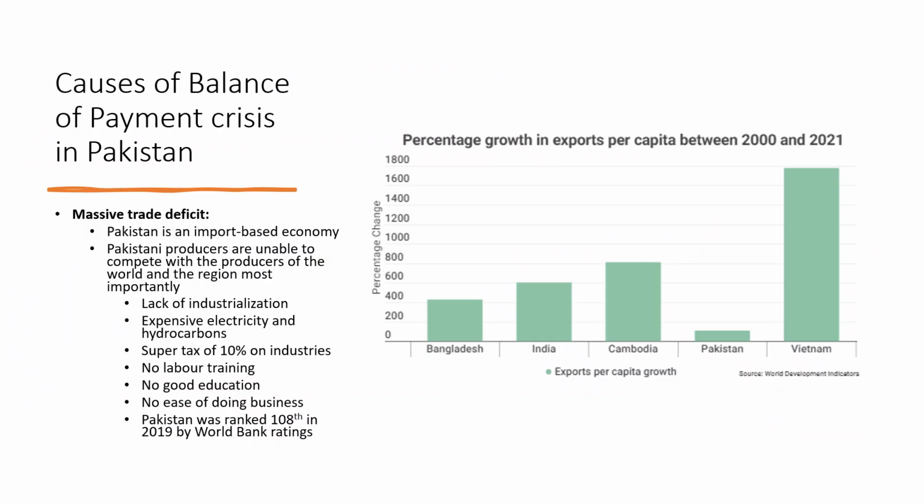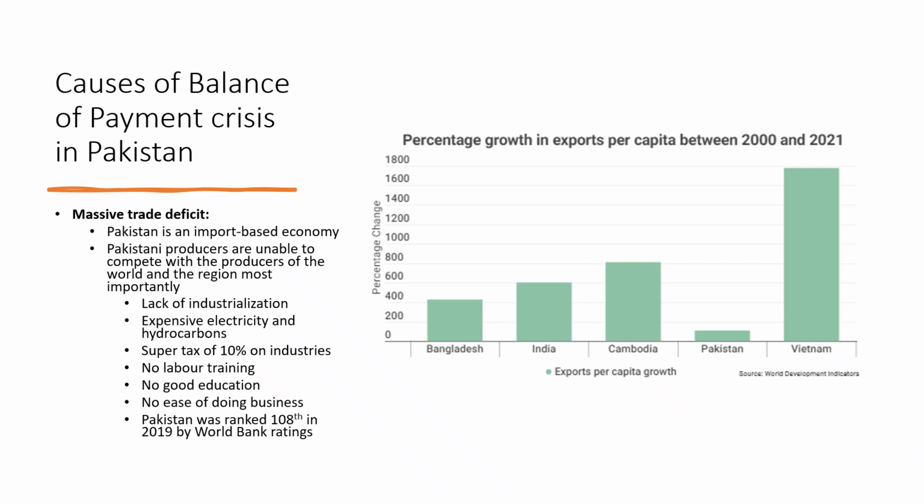Causes of balance of payment crisis in Pakistan. Now we're going to study the causes of balance of payment crisis. Why Pakistan is facing balance of payment crisis, and we would study this in detail. The first cause, very simple, it is massive trade deficit. We all know that Pakistani import is a lot more than the export. Pakistan is an import-based economy. It does not export a lot, but it imports a lot.